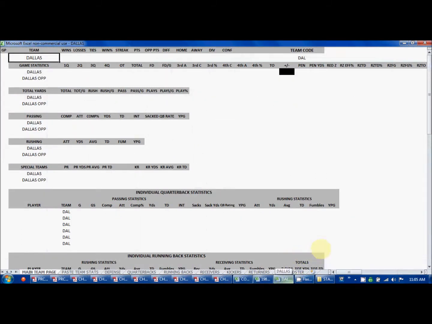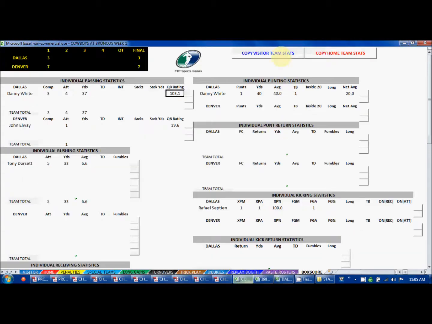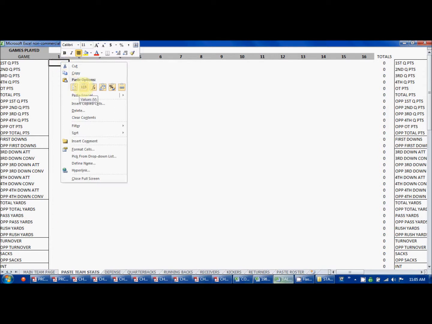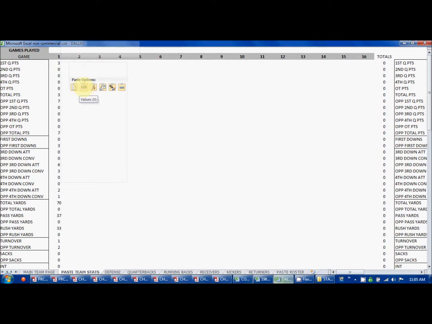All right. So if you're going to paste stats into this, when you go here, Dallas is the visiting team, you copy the visitor team stats. Hit that button, go back to their team sheet, the paste team stats tab, right click, and then hit this button here, the values. It'll show 1, 2, and 3. You always want to just paste values when you're using this, and the numbers will just show up.